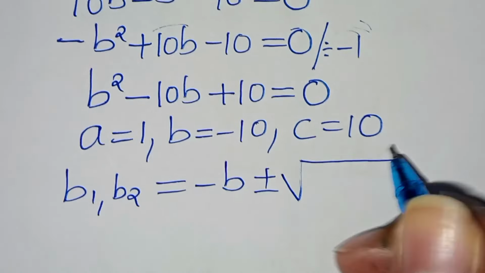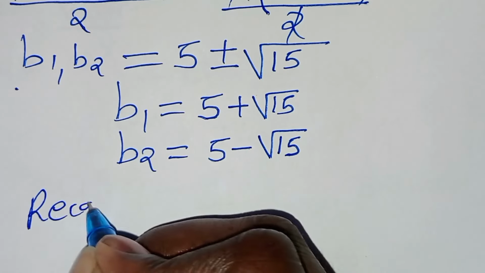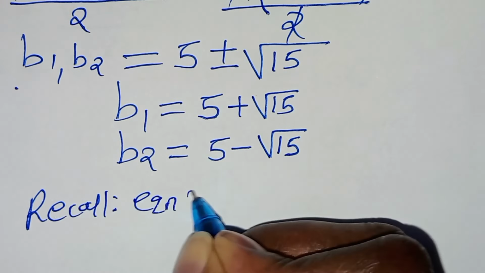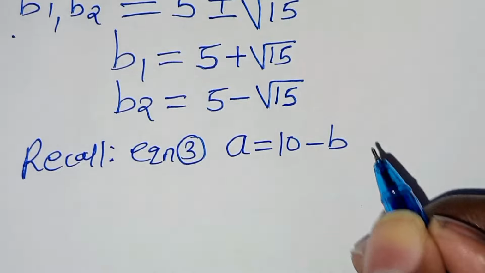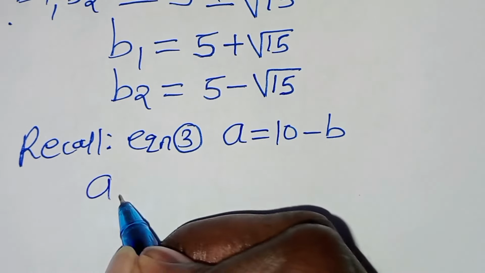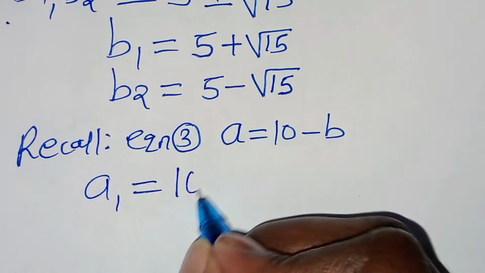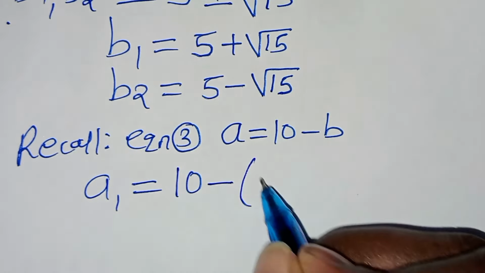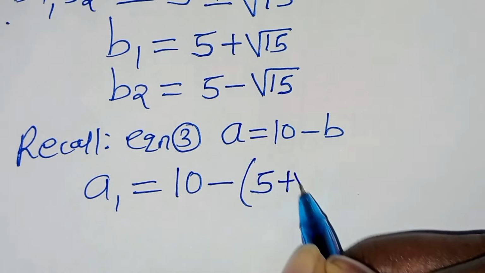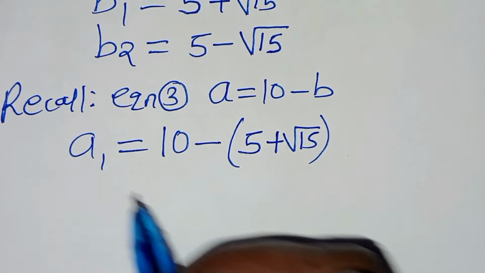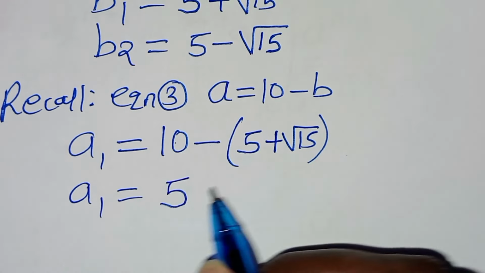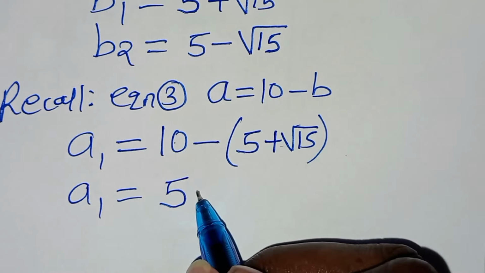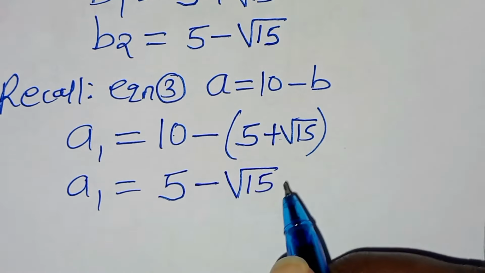So the next step is to solve for the corresponding values of a. If you recall from equation 3, we have that a is equal to 10 minus b. So this implies that a1 is equal to 10 minus b1, which is equal to 5 plus square root of 15. So therefore from here, we have a1 is equal to 10 minus 5, which is 5, minus times plus square root of 15. This is minus square root of 15.